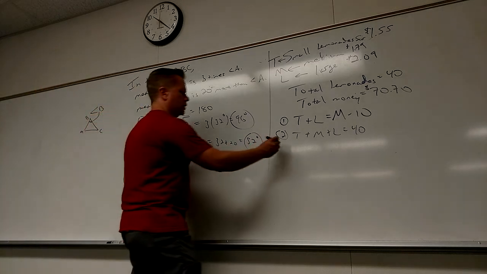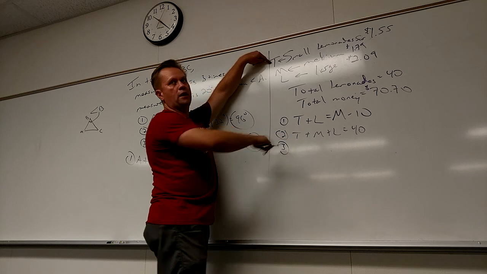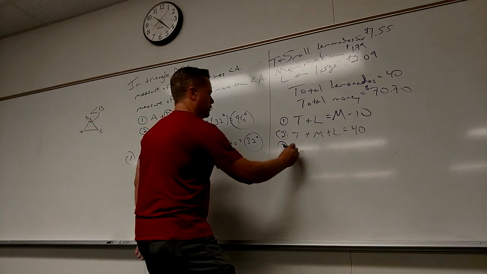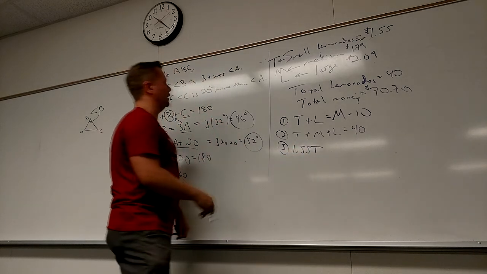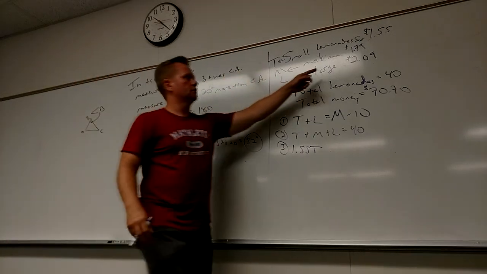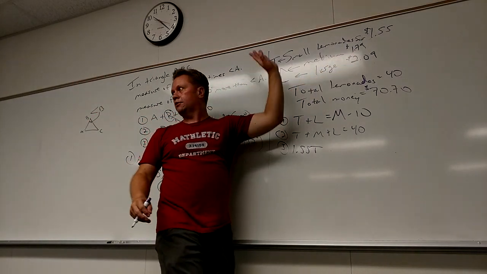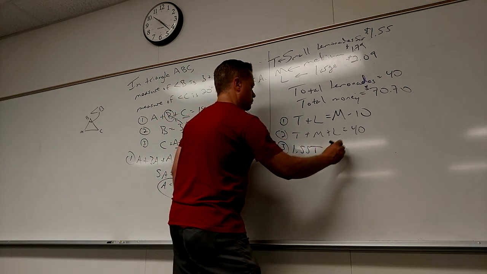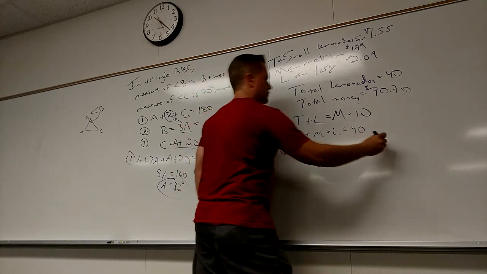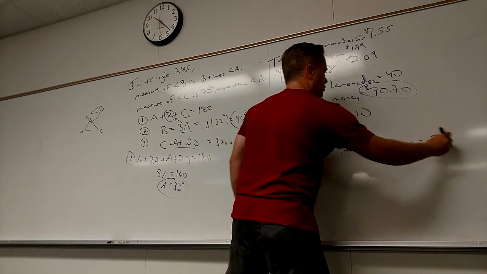And then what's the third equation? It's going to involve money. For every tiny one, how much do they make? Stay with me now. 1.55. So 1.55 times how many tiny drinks they sold. Keep going. Plus 1.79 times all the medium drinks they sold. Plus 2.09 times how many large drinks they sold. Would all total up to be the total money they made.